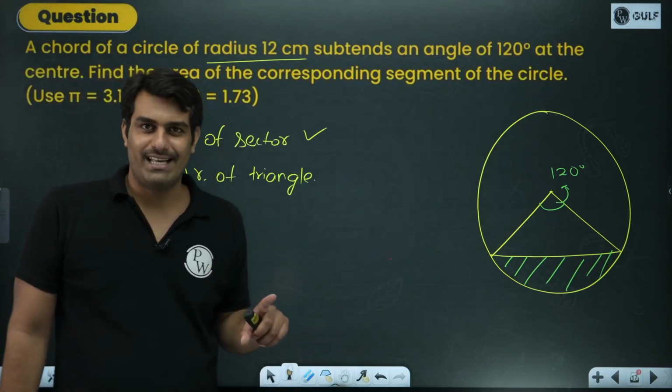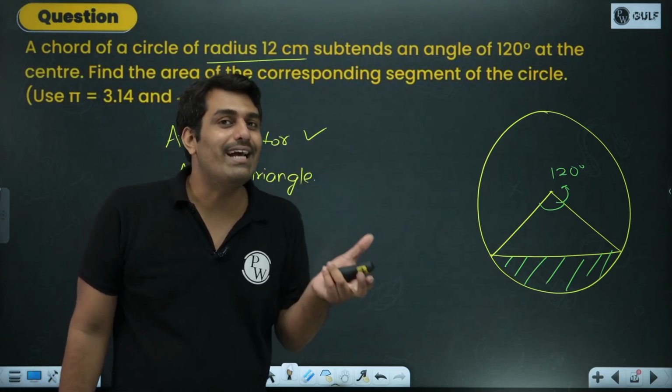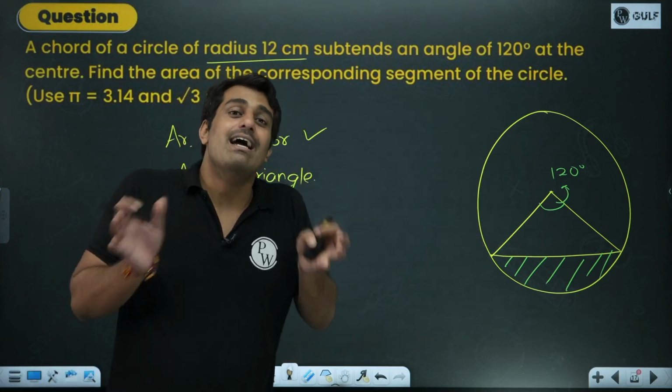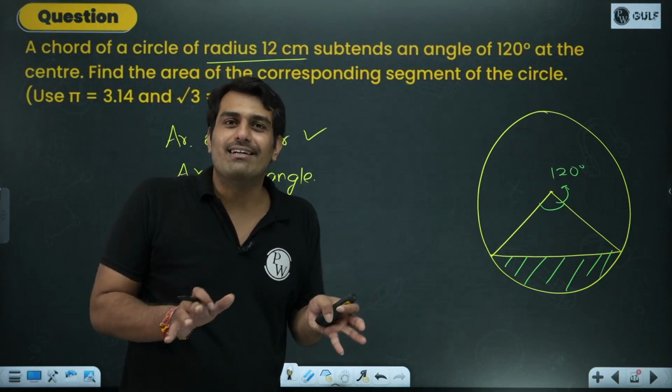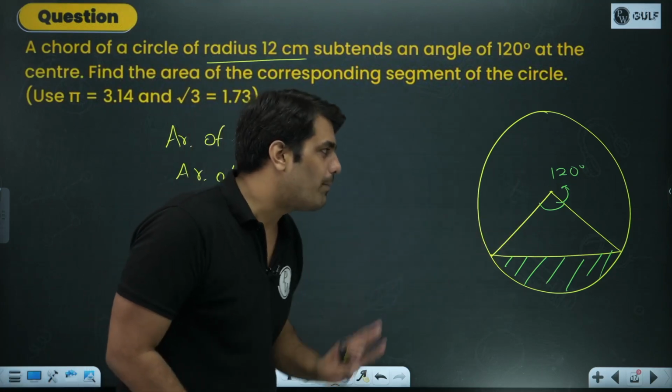Segment is an interesting thing. Segment over here asks you to think about how to do the calculation for the area of the triangle. In the chapter on areas related to circles, the most crucial part is to calculate the area of the triangle. Let's come back to this problem, 120 degrees.